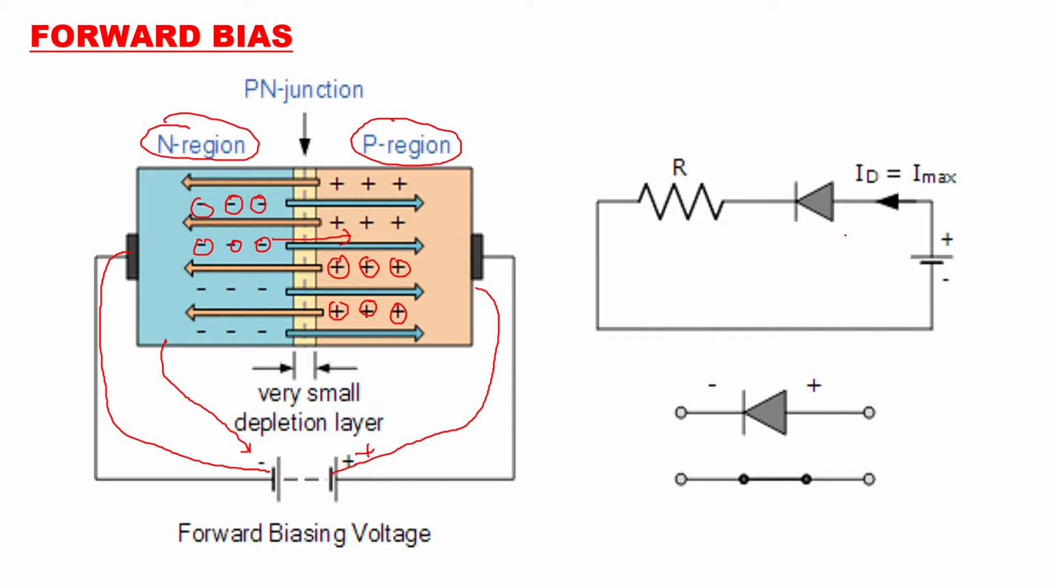Here you can see the positive terminal of the battery is connected to the anode, and the negative terminal of the battery is connected to the cathode. If this arrangement is there, then the holes from the P region will cross over to N and electrons from the N region will cross over to P, and the width of the depletion layer becomes very small. After you overcome the potential barrier voltage, there will be a large forward current flowing.